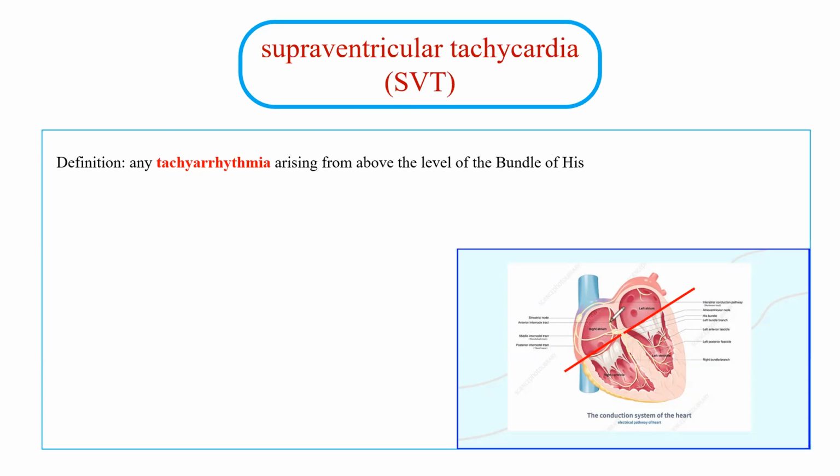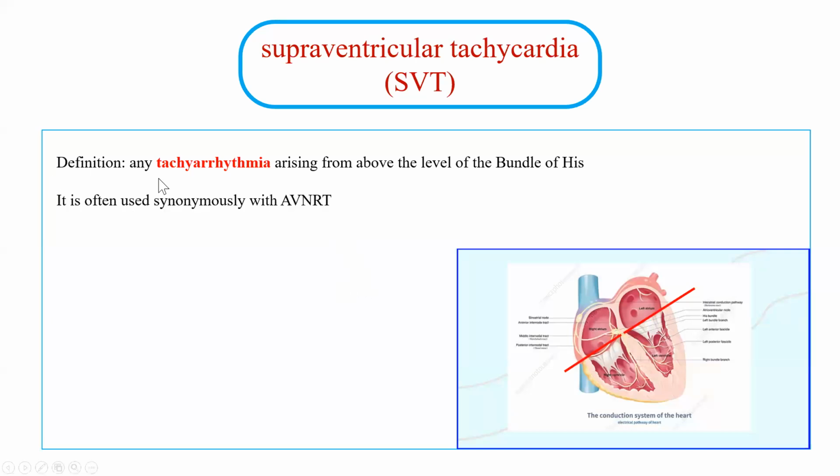If we look at the heart here, we have the two atria and the two ventricles, and there is a fibrocartilaginous membrane in between, with a small opening for the bundle of His to exit from the AV node and go to the bundle branches, the right and the left bundle branches. So any tachycardia that has a focus of origin above the bundle of His is called supraventricular tachycardia.